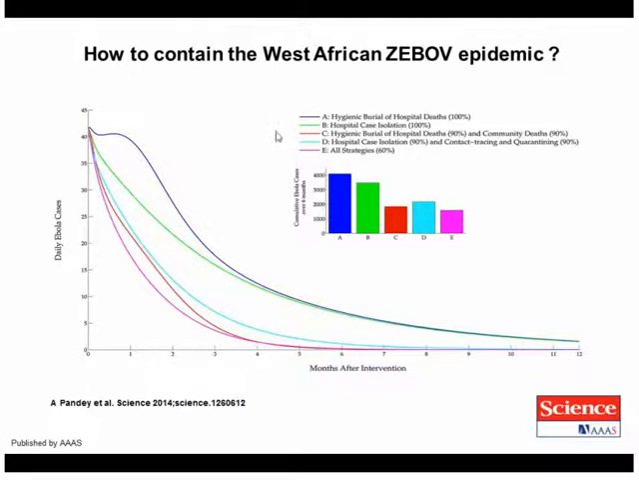So if you could stop that and have safe burial, let's see, if it was 90% effective, just doing that, you could probably stop the epidemic within 6 months.